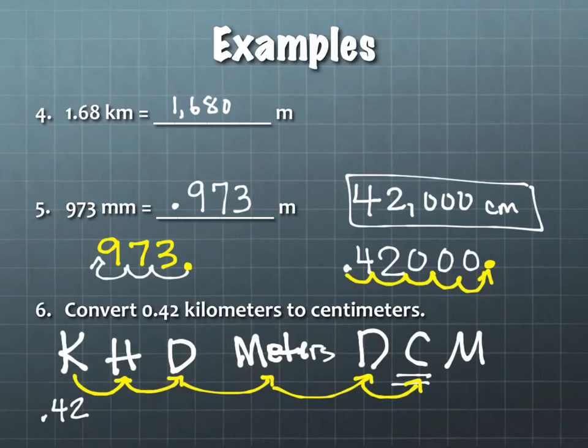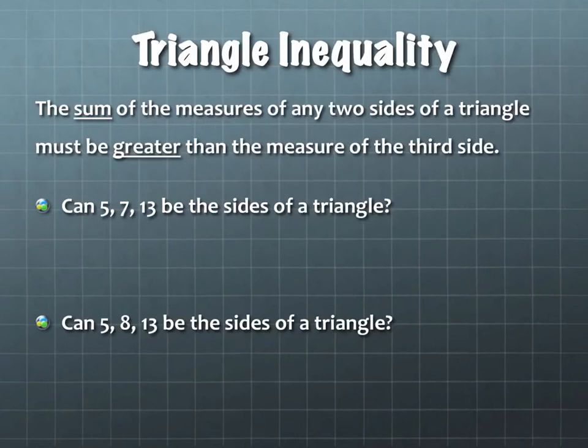Okay, let's look at a few other things in this linear measure section. The next topic is called the triangle inequality. This says that the sum of the measure of any 2 sides of a triangle must be greater than the measure of the third side. This is directly related to the idea that the shortest distance between 2 points is a straight line. Phrase you've heard forever, right? Shortest distance between 2 points is a straight line.